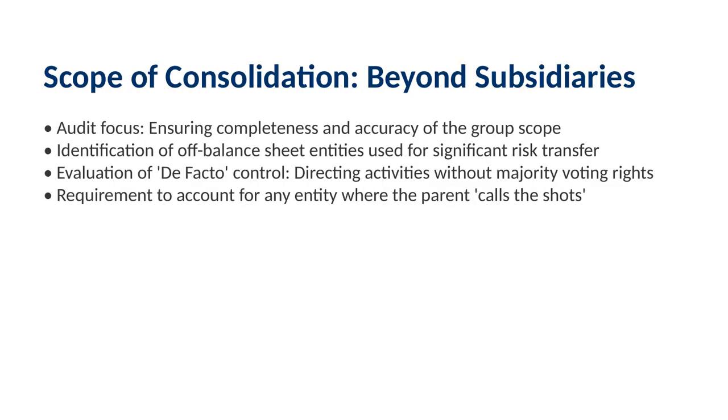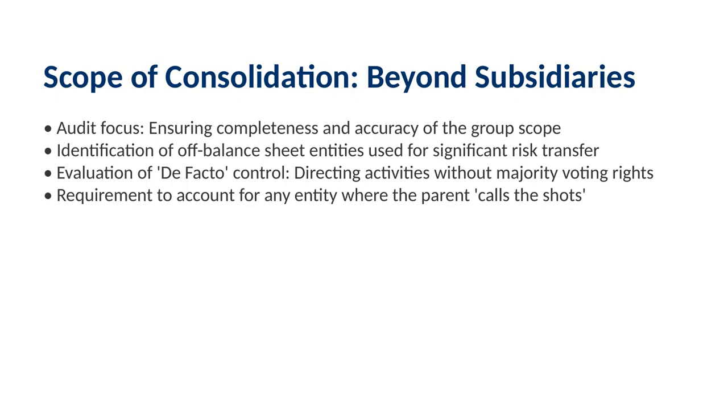Now let's dive into a critical area of group audits, ensuring that the consolidated financial statements are truly complete and accurate. First, as an auditor, you need to look beyond the obvious. While subsidiaries are easy to spot, you must pay close attention to off-balance sheet entities. These are entities that might not technically meet the legal definition of a subsidiary, but the parent company may have transferred significant business risks to them. If you miss these, you miss a huge part of the risk profile.